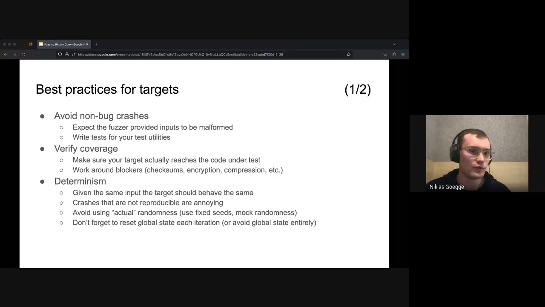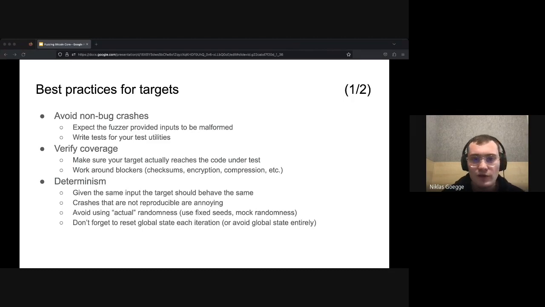Okay, so let's move on to best practices for when you're writing your fuzz targets. One thing is that you want to avoid any sort of crashes that aren't actual bugs. If you have extra test-only code for your fuzz targets, you should make sure that that test-only code doesn't crash. Otherwise, you're going to get a lot of false positive bug reports, and those cost a lot of engineering effort. So the best thing you can do is just write tests for your test utilities, and expect that the input the fuzzer gives you can be malformed and don't have any specific requirements on the input.